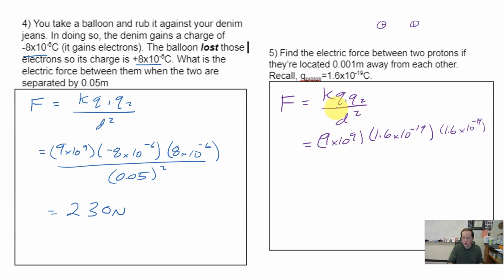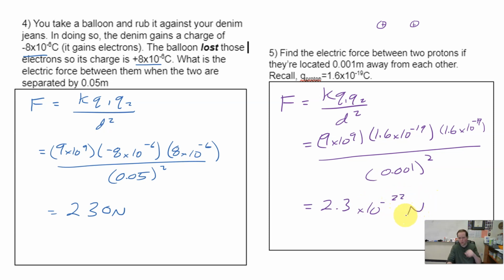I take the charge of each individual object. My 2 objects are 2 protons, so you should be multiplying them. Or, likewise, this is 1.6 times 10 to the negative 19 squared, since they're being multiplied together. But anyway, divided by the distance, 0.001. Make sure you square it, plug it in. What do I get for number 5? I got a really tiny number, 2.3 times 10 to the negative 22 newtons.